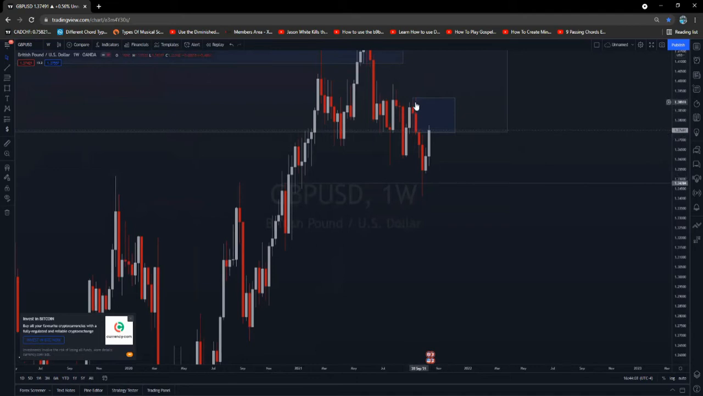Look at it, look at the time spent away, consolidation away, it resulted in a break of structure. So on a lower time frame, we might see a break of structure in an order block. So that's what I'm seeing right now. That's where we're at right now, right?